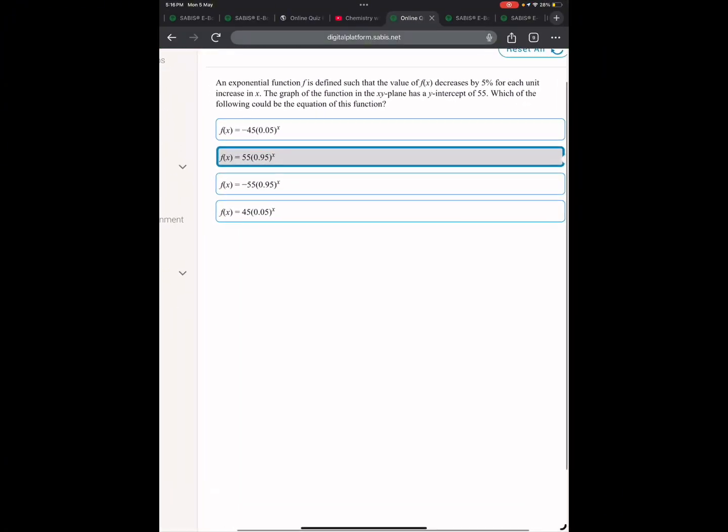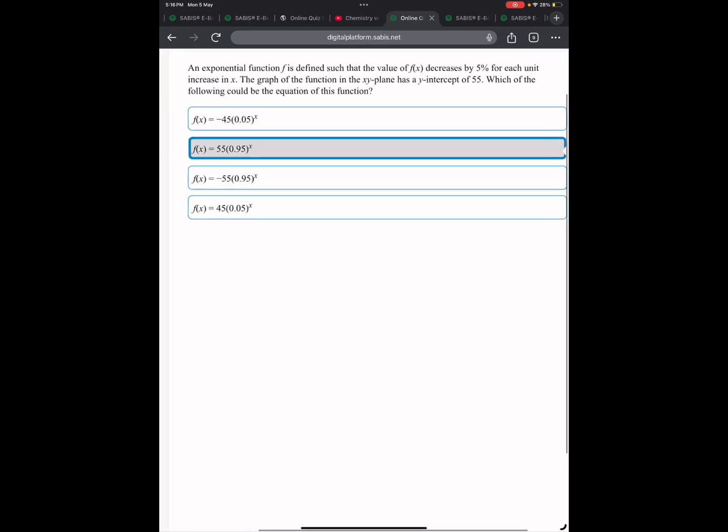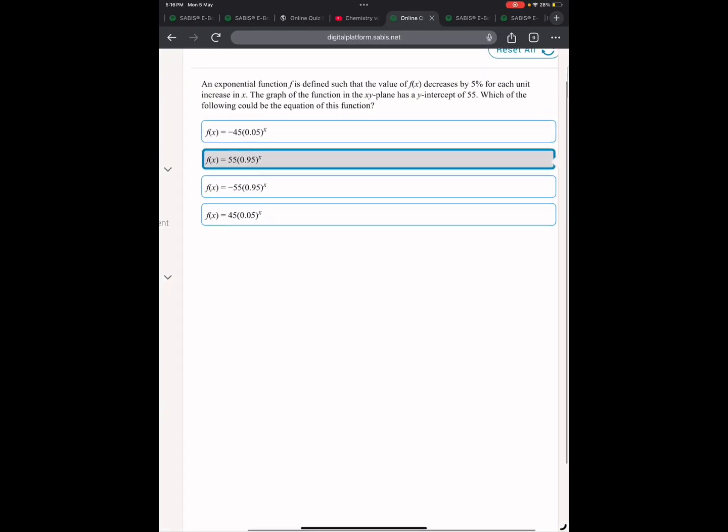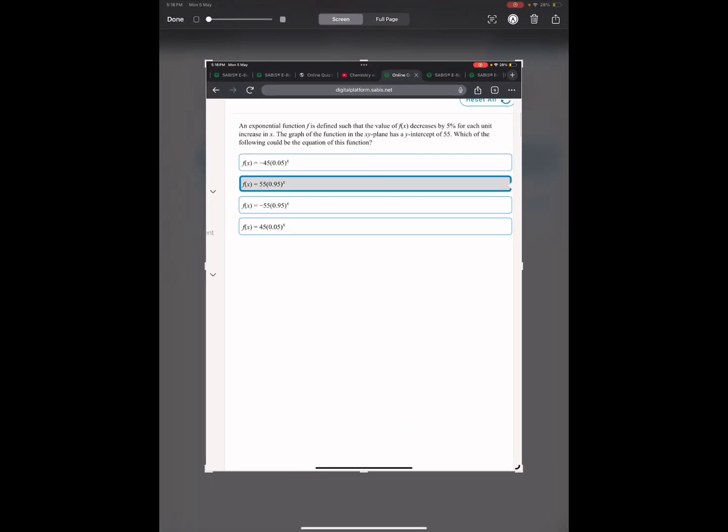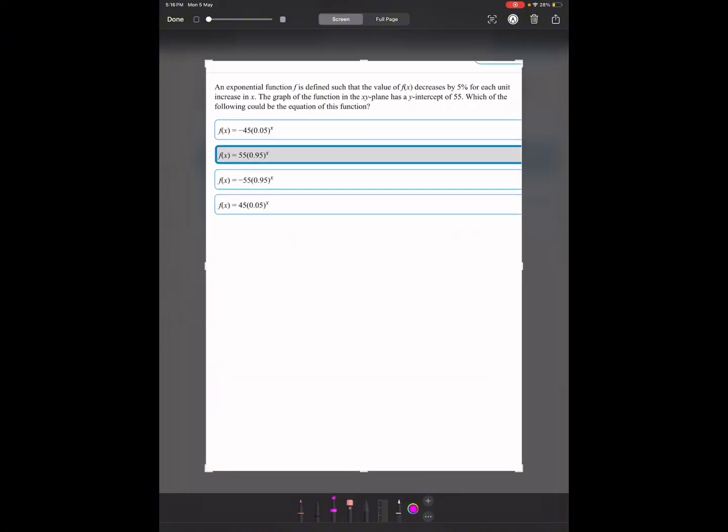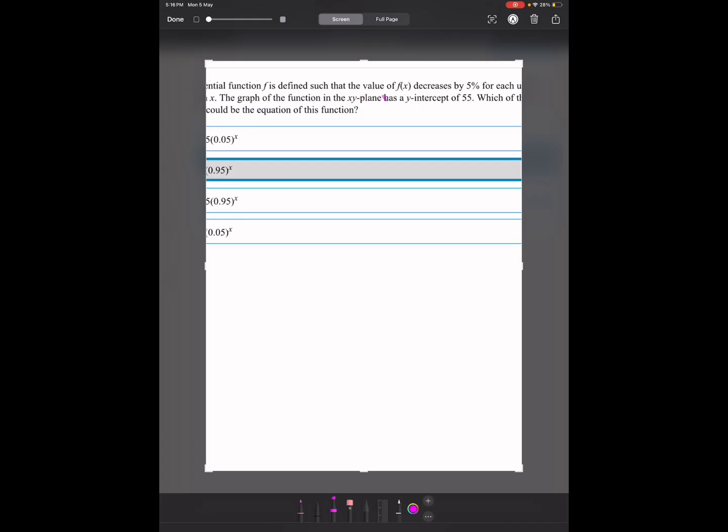Okay. So for this question, an exponential function f is defined as the value... Okay, what's the key thing they give us here? It's that they said there's a y-intercept of 55. What does y-intercept mean? This means x equals 0.